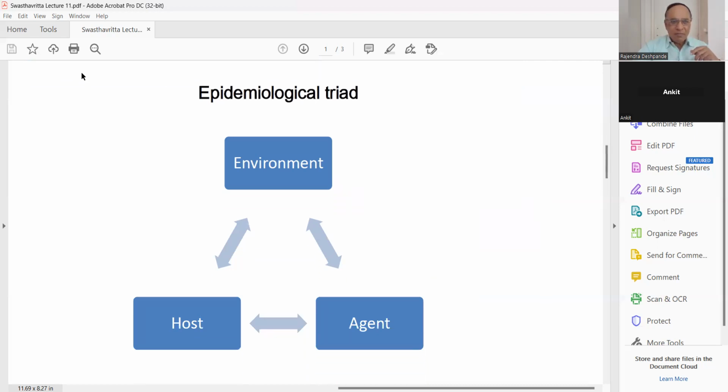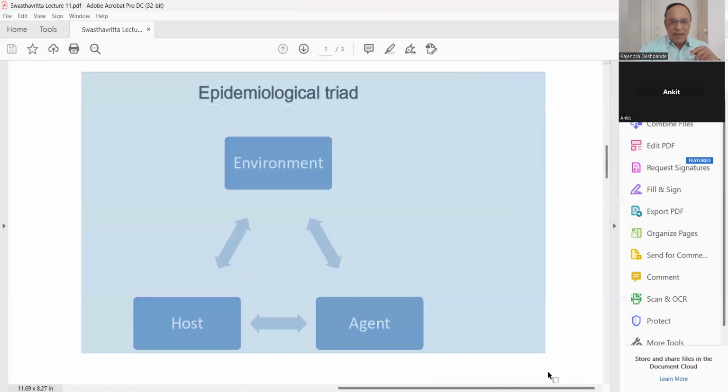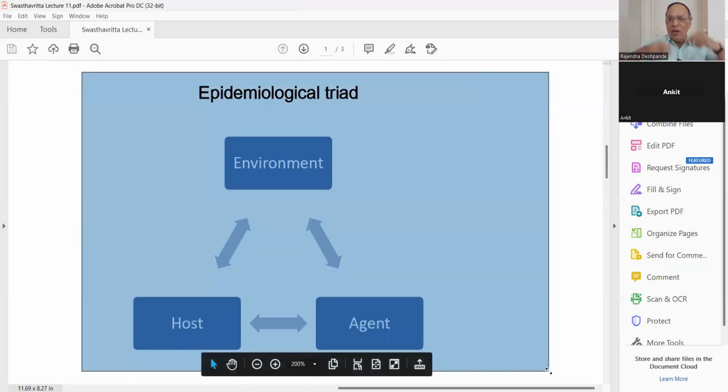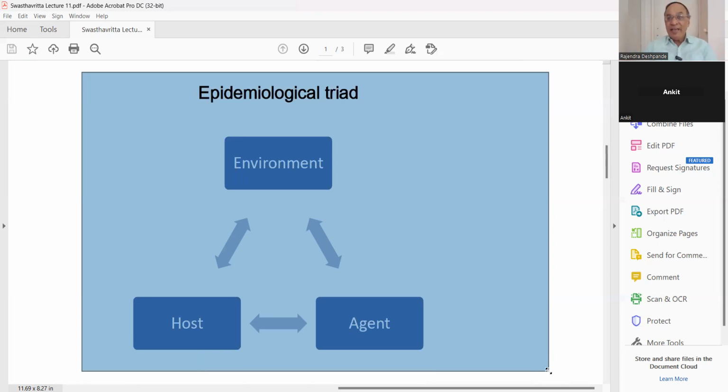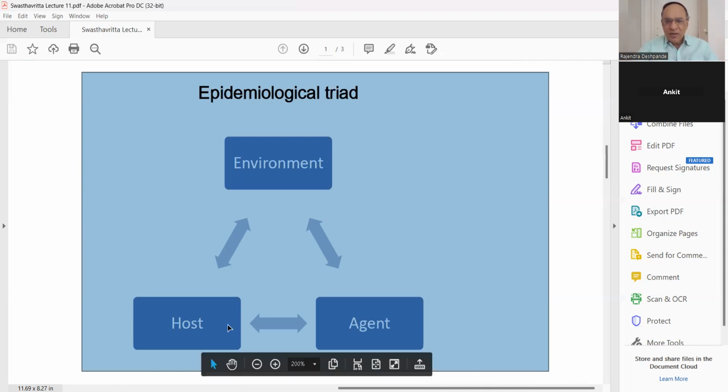Now, you must make this in your notebook immediately. Epidemiological triad, SAQ, short answer question, 3 marks. Write down 3 marks. Epidemiological triad means 3 things. Which are the 3 important things?